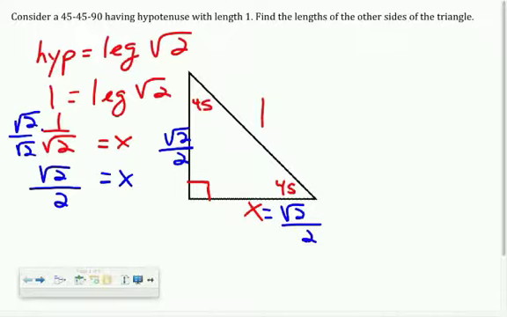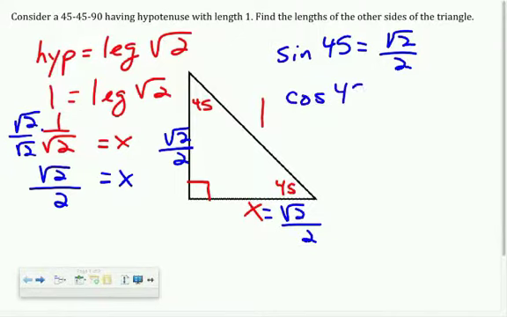So let us consider what the sine, for example, of 45 degrees would be. Well, that would be opposite over hypotenuse. Well, whichever 45 degree angle I'm looking at in this figure, my opposite side is radical 2 over 2. And when I put that over 1, it's just radical 2 over 2. Similarly, the cosine of 45 is also radical 2 over 2.